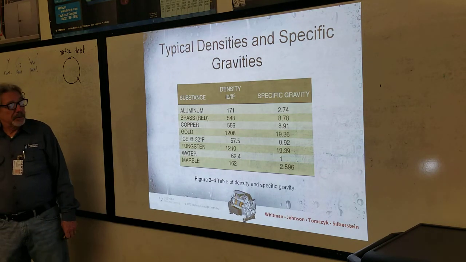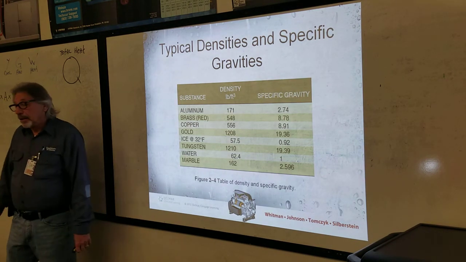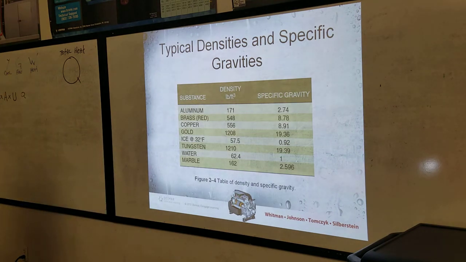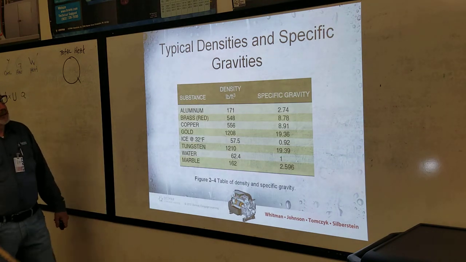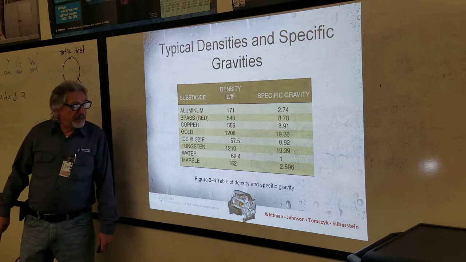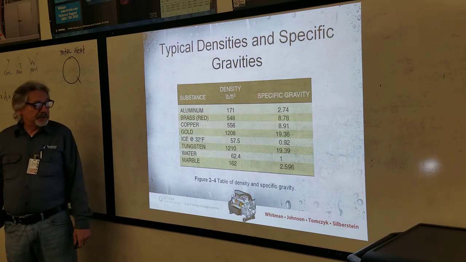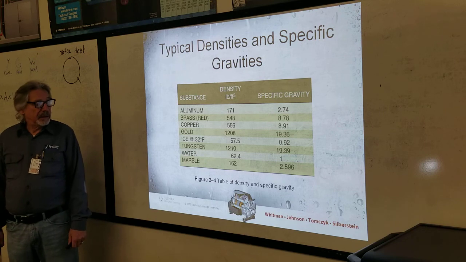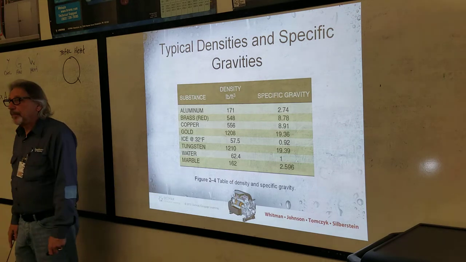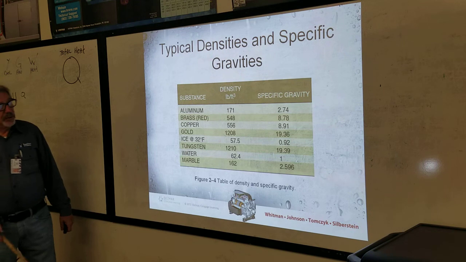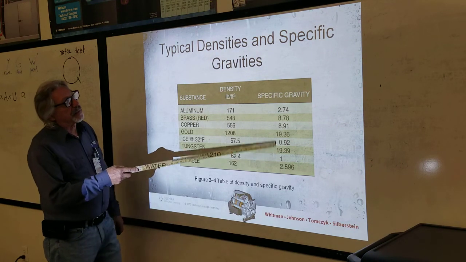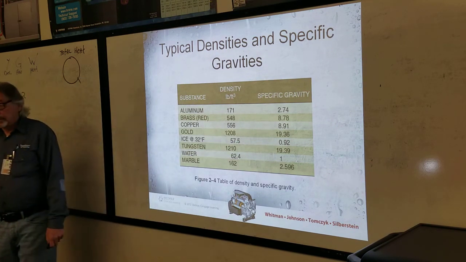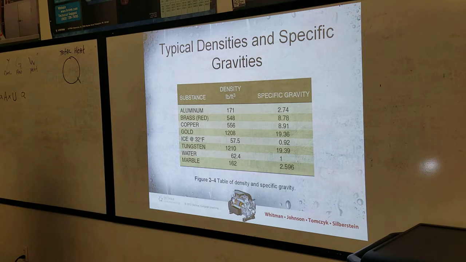So this table's in the book, so it could be on the test. It'll give you the densities of some substances: tungsten, water, gold, brass, aluminum. It also gives you the specific gravity of those. You can see that in the book.